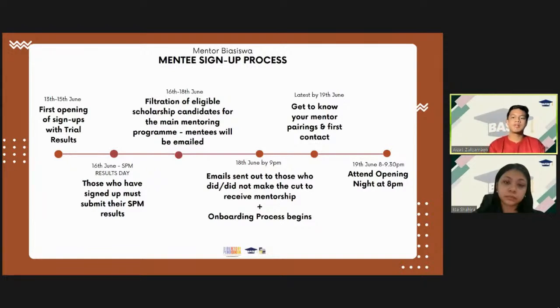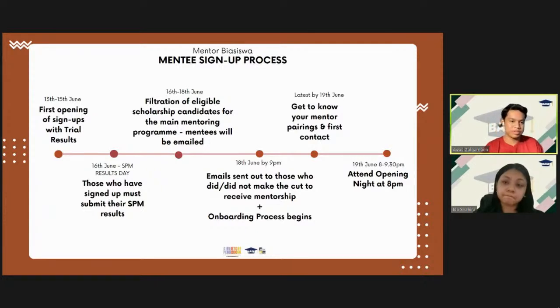And upon submission of SPM results, we will continue with filtering the applicants. It would take place from 16 June to 18 June. So basically, we'll go through the filtration process that I explained earlier. And by 18th June, we would email the applicants who did not make the cut to join the program, and we will begin the onboarding process for successful applicants. And they will also get to know their mentors by 19th of June.